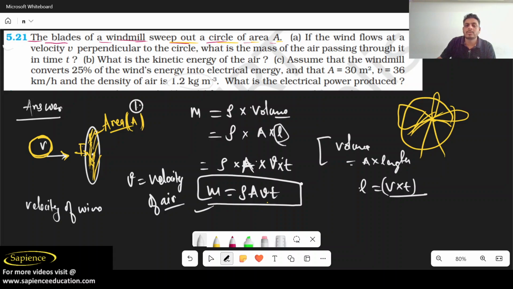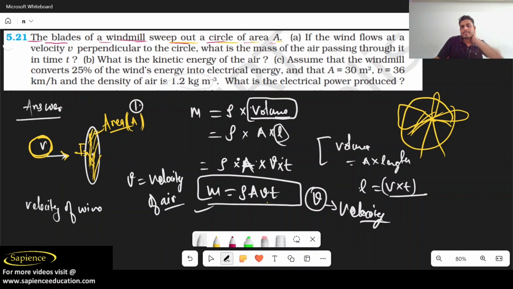I hope you have understood now. This is small v. Consider this small v as the velocity of air. Definitely don't consider this as a volume, never. That's why I have written volume separately like this. Understood? So this is the mass of the air that is flowing. I hope you have understood question number a. This is your a section.